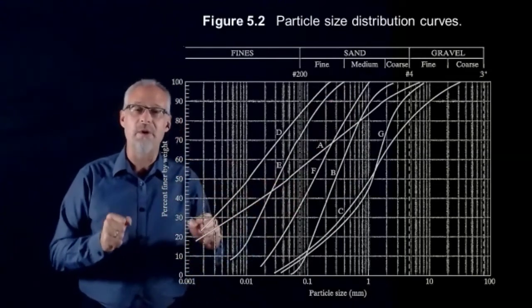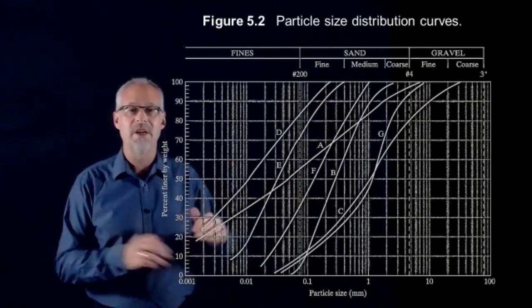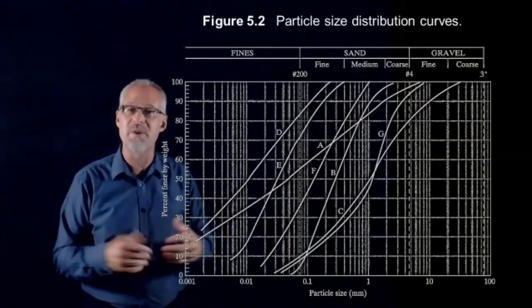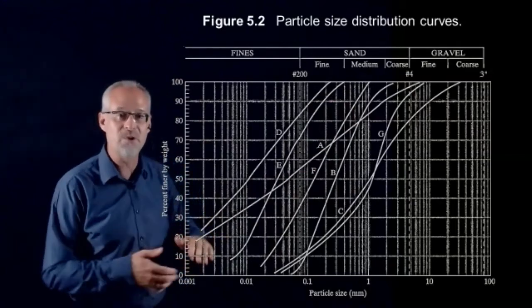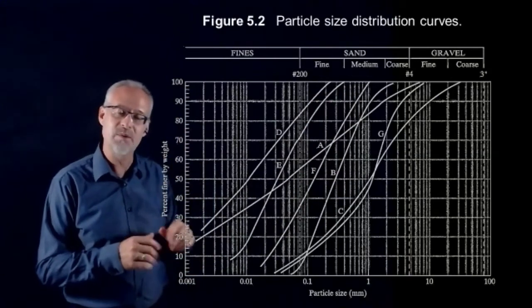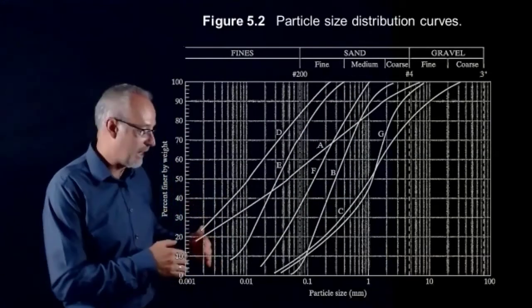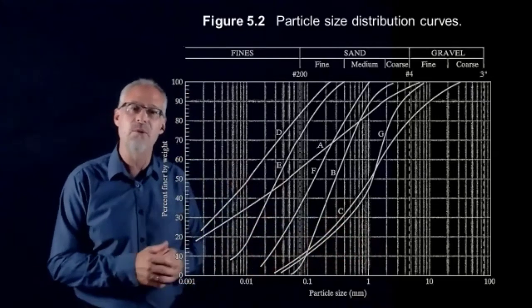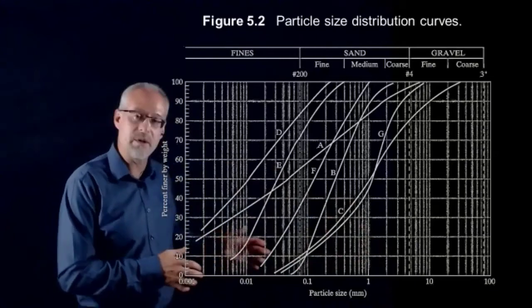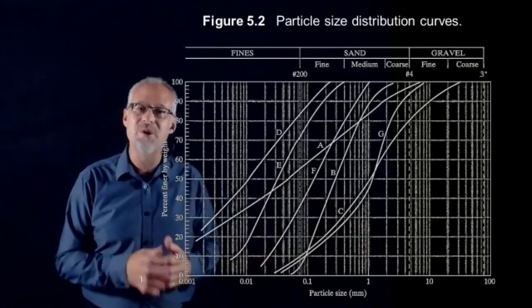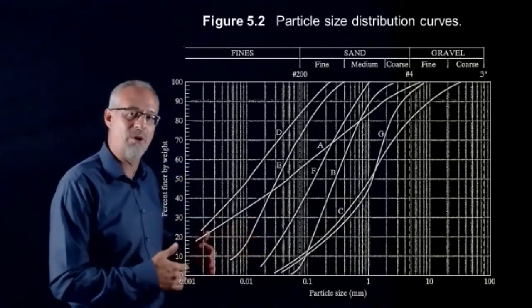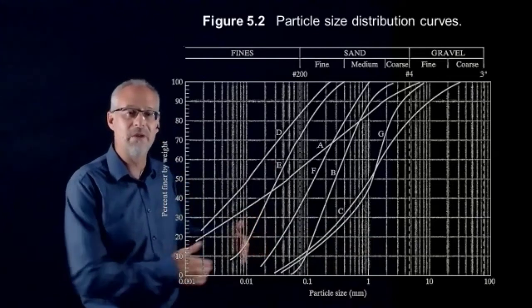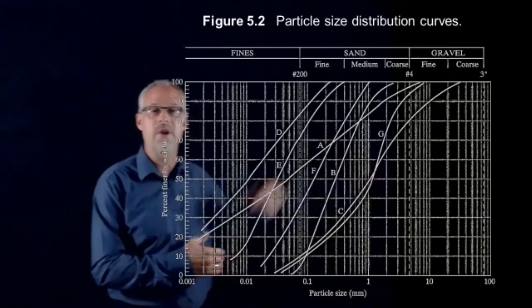The other thing to point out is that this is what's called a semi-log plot, where the vertical axis here is a linear scale. That just means a normal scale. And this is percent finer by weight. That's what we do in these distribution curves. But the horizontal axis is a log scale. That's why we call this a semi-log plot. Things to notice about a semi-log scale is that there is no zero. Things just get smaller and smaller, and this is a log base 10 scale, so every unit is 10 times larger than the next.